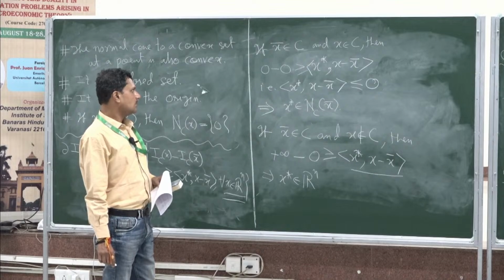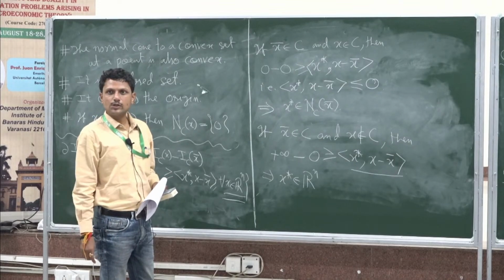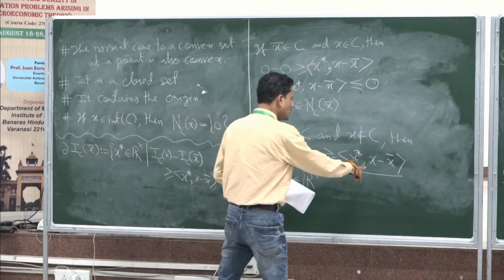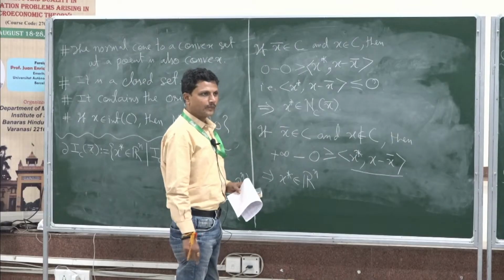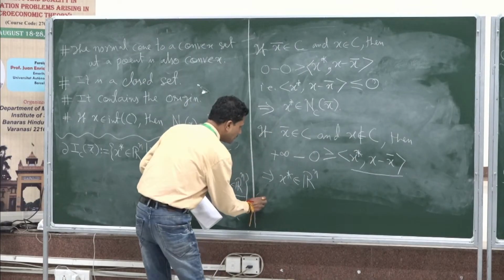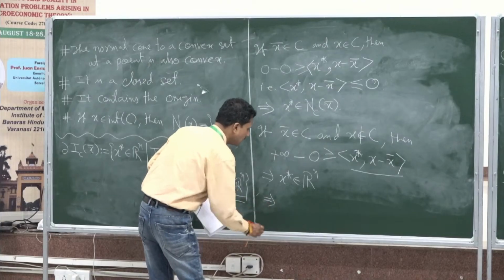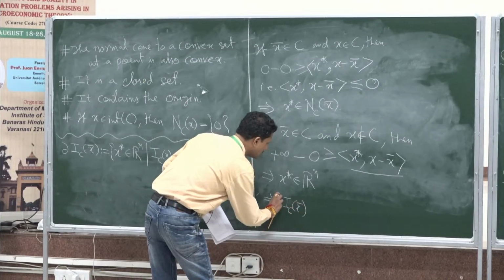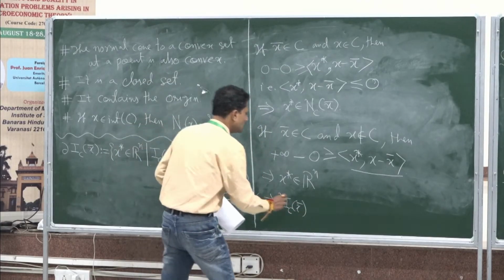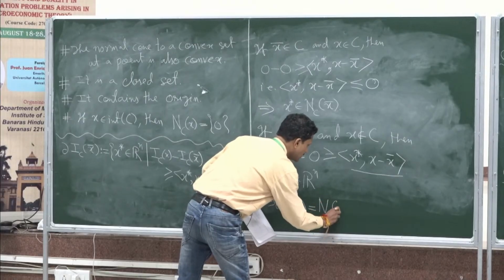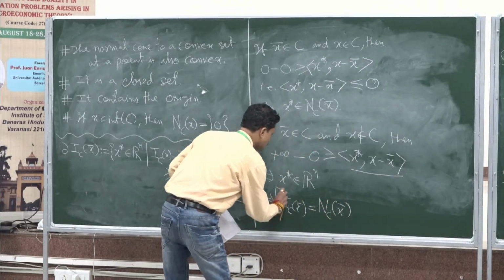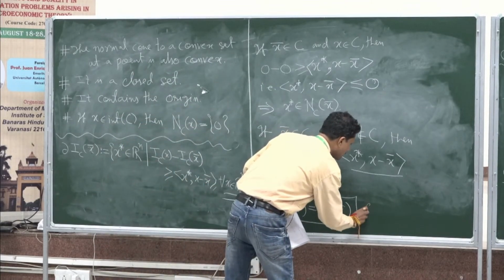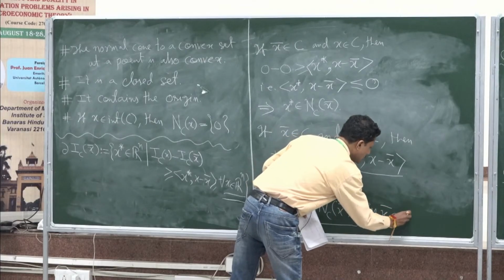But then we need the intersection of both these sets, because it should be true for every x in Rn. So if you take the intersection of both these sets, you will have the indicator function of C at x bar, and the subdifferential will be equal to the normal cone to C at x bar. Of course, x bar belongs to C.